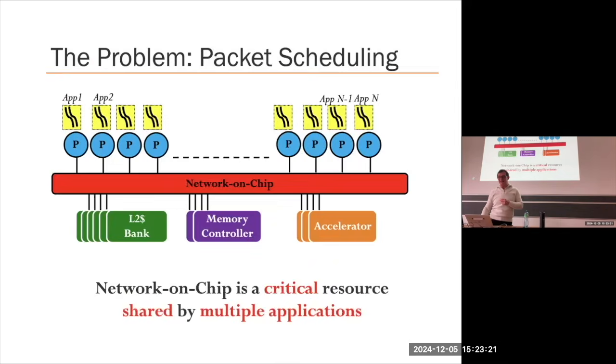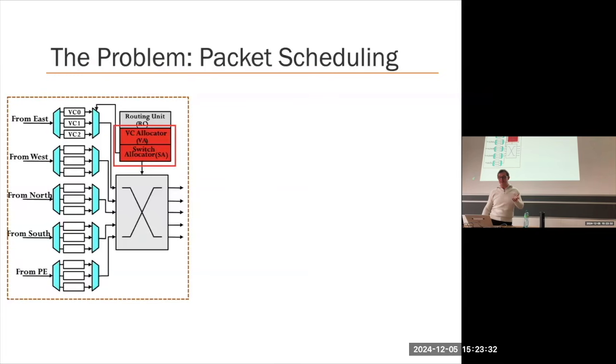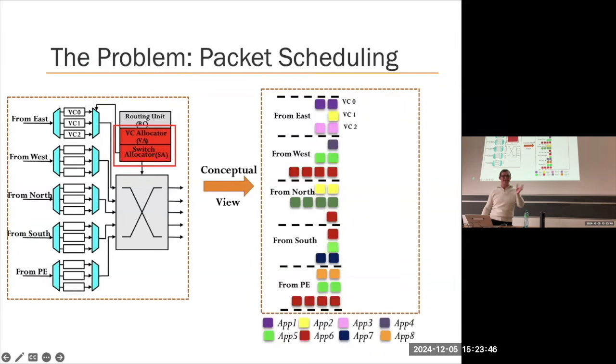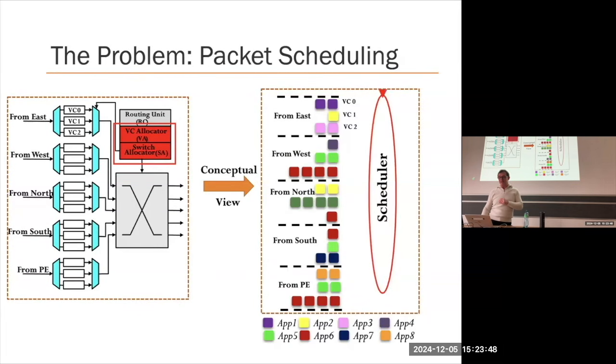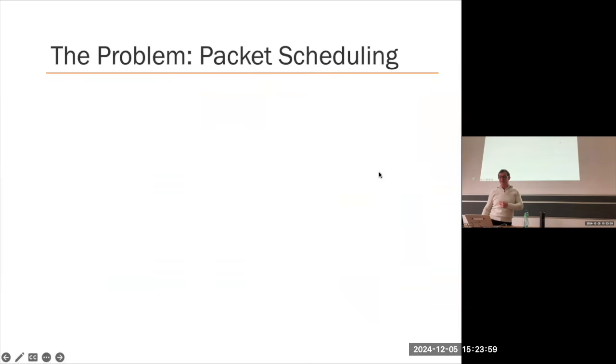You have a bunch of applications running, and you have network on chip, which is a critical resource shared across multiple applications. So the problem is packet scheduling, essentially. I'll skip through this. We're assuming a buffered router, but that doesn't matter as much over here. So the conceptual view is you have a bunch of virtual channels over here at different ports, including the processing element that is connected to this router. And let's assume that you have a bunch of applications. The scheduler's task is to choose for each output virtual channel one input. The question is which packet to choose, right?